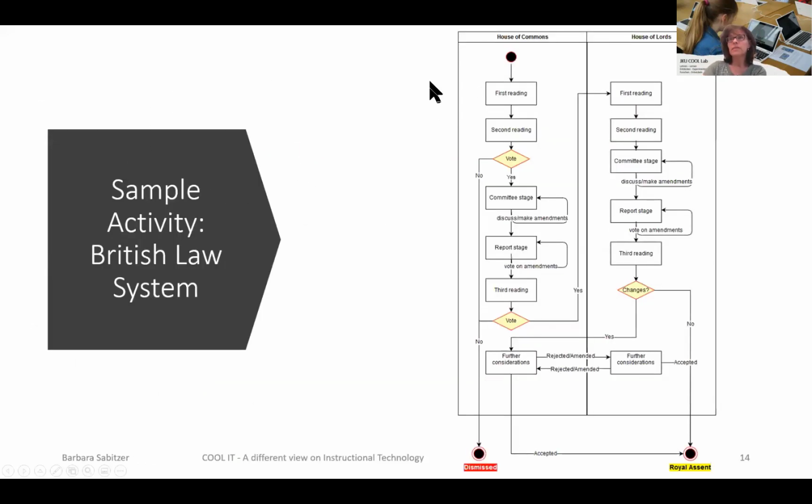Here, one sample activity. This was a very long text in an English class of secondary education about the procedure of how a new law passes the House of Commons and the House of Lords in Great Britain until it is really approved. And the students and the teacher too told us that it's really easier to understand such an activity diagram with the single steps than to read a very complex text.